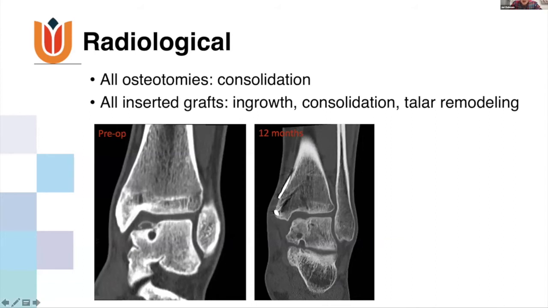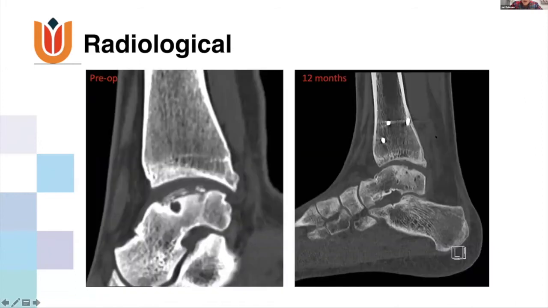So just to present a radiological image of a patient before the surgery and after the surgery, we see that the cystic defect has filled on this coronal image. And we see that in all inserted autografts, we saw ingrowth and consolidation and talar remodeling in the talar dome. This is the same patient, but in the sagittal CT scan at 12 months, in which we see that this cystic lesion has disappeared and that the autograft has grown into the talar dome.